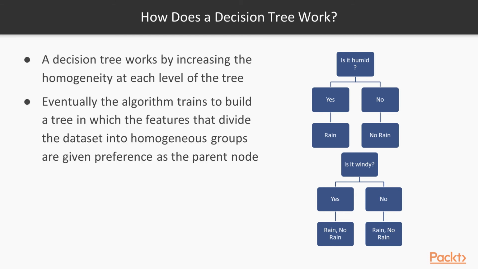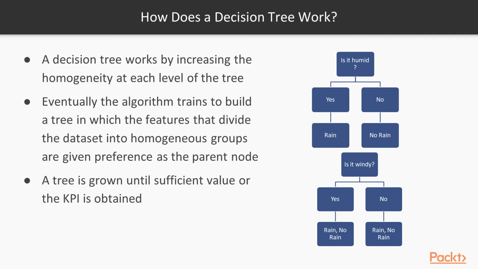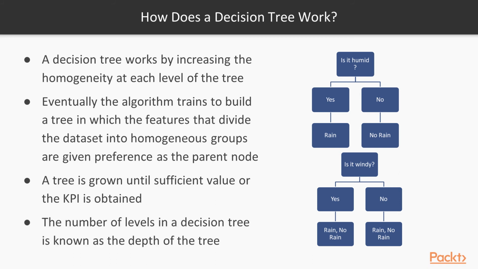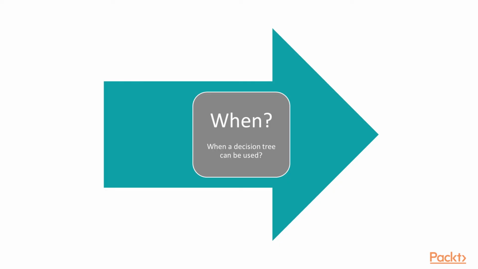So eventually the algorithm trains to build a tree in which the features that divide the dataset into homogeneous groups are given the preference. Also, a tree is grown until a sufficient value for a KPI is obtained. This KPI could be either R squared or adjusted R squared for regression. It could be F1 score or accuracy for classification. The number of levels in a decision tree is known as the depth of the tree.